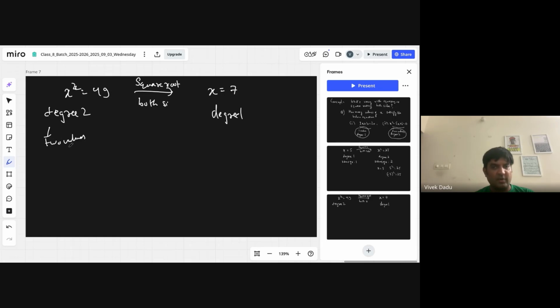Which are those 2 values? 7 square and minus 7 square, both will satisfy. Here you are only left with x equal to 7, that is one value. So if you square root both sides, again you are changing the degree. So is square root both sides a fair operation?